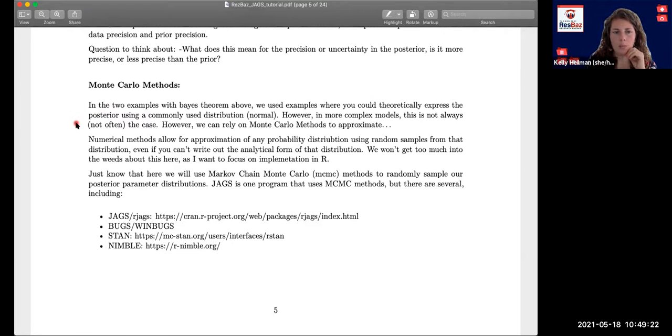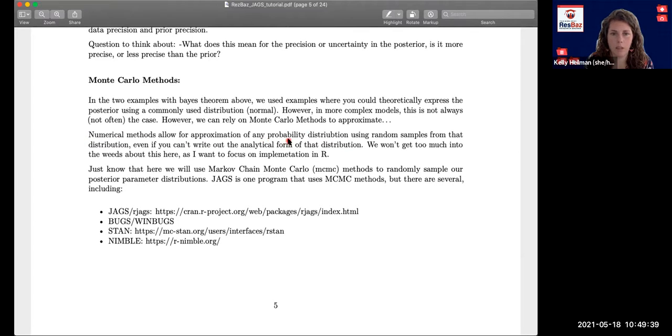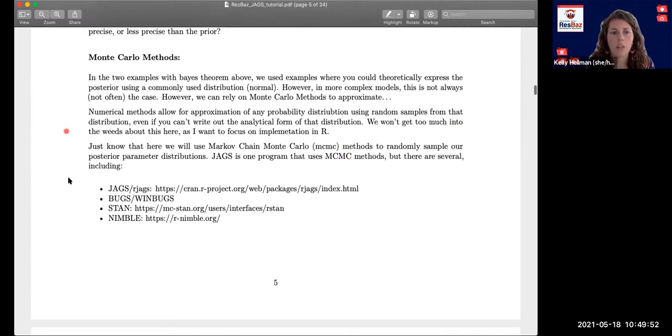Writing down the posterior is not often something that you can actually do. And so we rely on Monte Carlo methods to approximate probability distributions. These are numerical methods that allow us to approximate almost any probability distribution from random samples of that distribution. We won't get too much in the weeds here, but we'll introduce a few different ways of using Monte Carlo methods to sample posterior distributions. We'll call them MCMC methods, which are Markov chain Monte Carlo methods. One of the programs that we're using today, just another Gibbs sampler, is using MCMC methods. But there are several, including BUGS and WinBUGS, Stan, Nimble, etc.